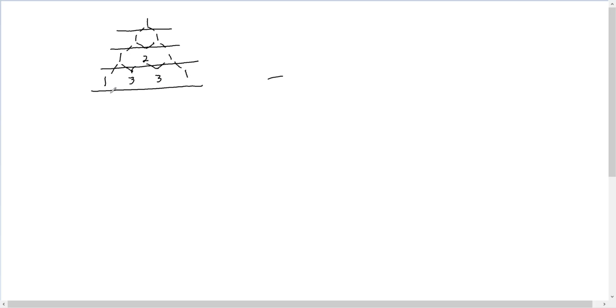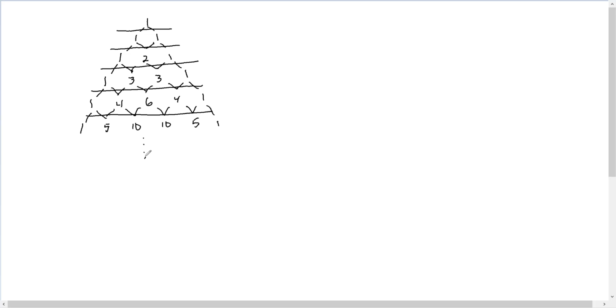And make another row. A 1. 1 plus 3 is equal to 4. 3 plus 3 is equal to 6. 3 plus 1 is equal to 4. And I have a 1 on the outside. And let's do them all. There's a 1. 1 plus 4 is equal to 5. 4 plus 6 is equal to 10. 6 plus 4 is equal to 10. 4 plus 1 is equal to 5. And again, I always have a 1 on the outside. So there's Pascal's triangle, and you can continue it down as far as you want.